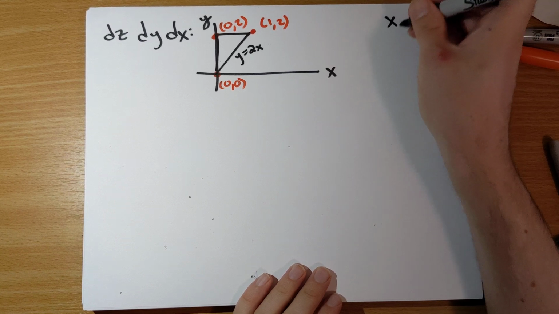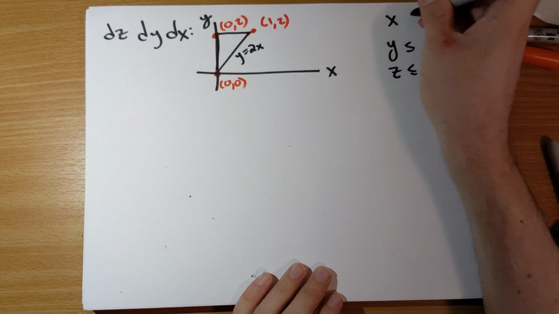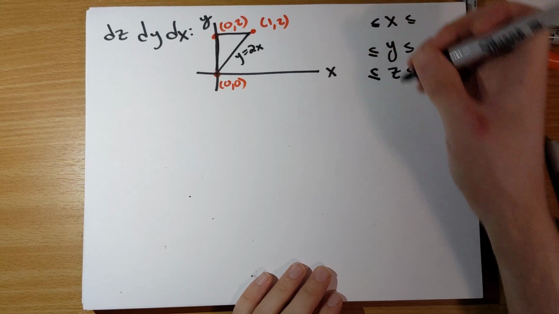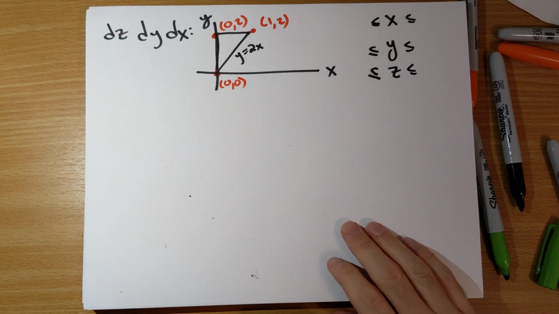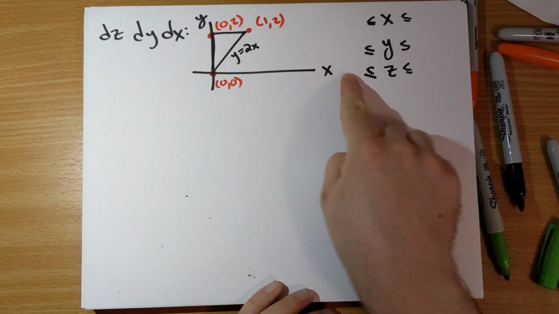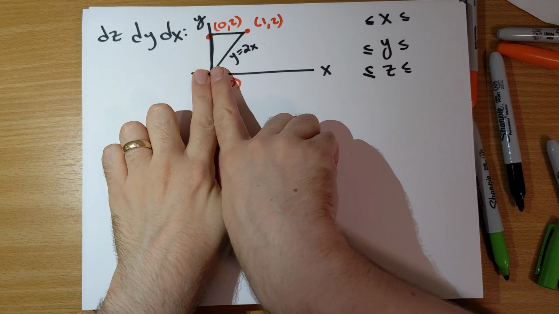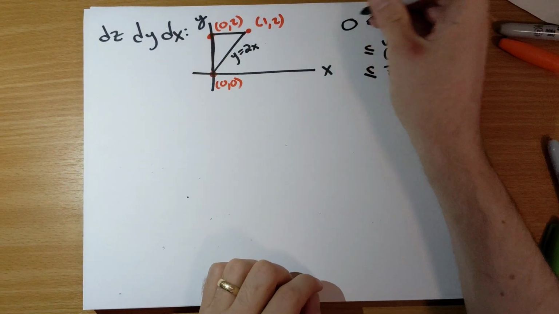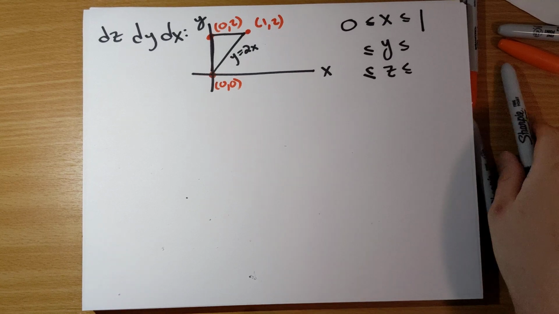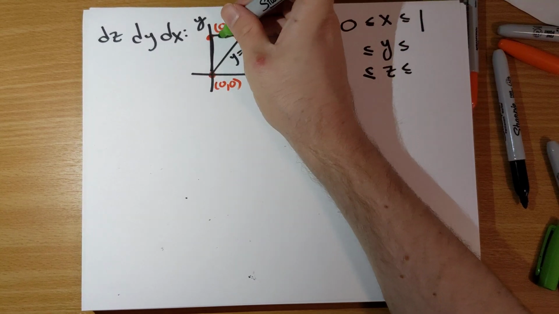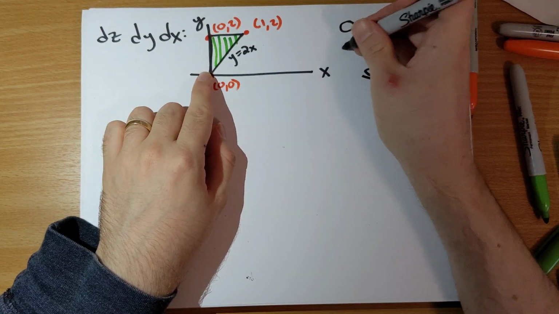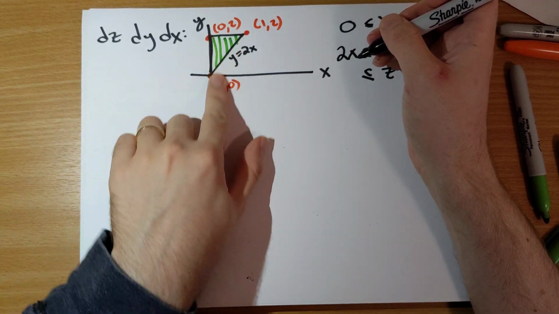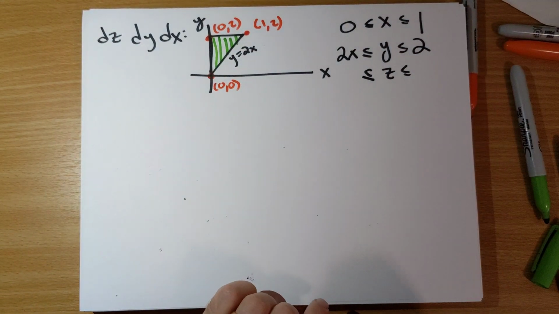So now we need bounds on x and y and z. Okay, so what happens here? For the x bounds, we want them to be constant. We can see x can be anything from 0 to 1. Our y bounds here, y has to be in terms of x. So y can run from 2x. At least the lower bound here is y equals 2x. The upper bound is y equals 2.